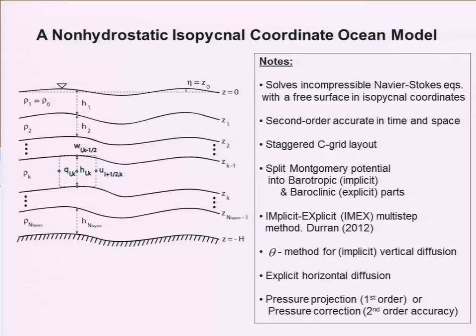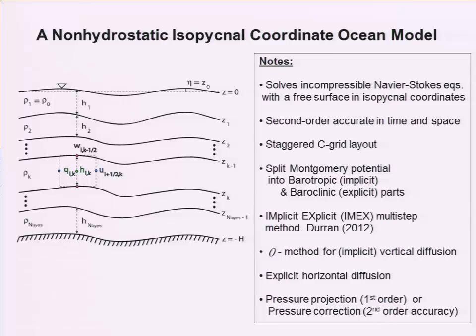We use a staggered C-grid layout where the velocities are located on the cell faces, and properties like the layer heights, H, and the non-hydrostatic pressure are located at the center. We split the Montgomery potential, which is the equivalent of the pressure gradient in isopycnal models, into the barotropic, which is due to the free surface, and the baroclinic, which is due to these interfaces. The barotropic part moves a lot faster, so we discretize that part implicitly, and the internal waves explicitly because they're slower, and that's the features that we want to capture.